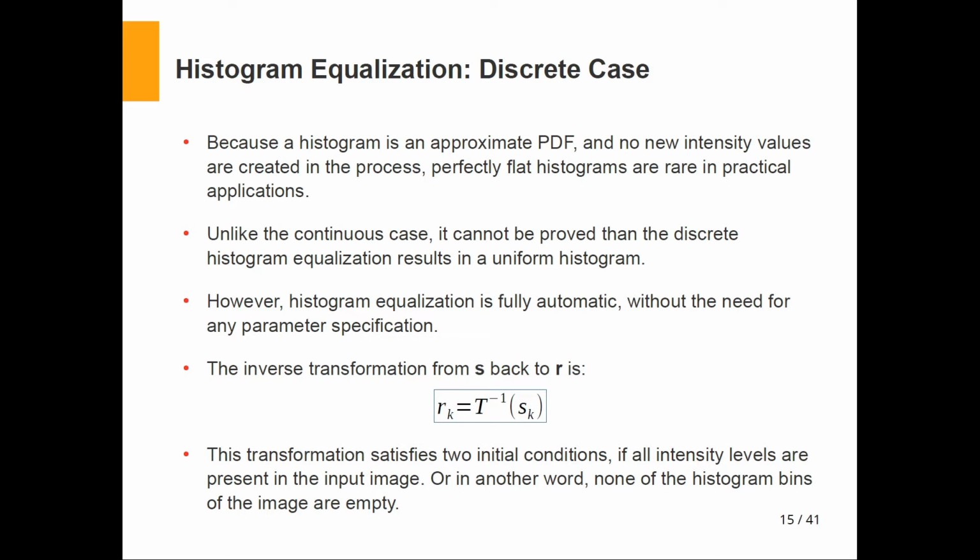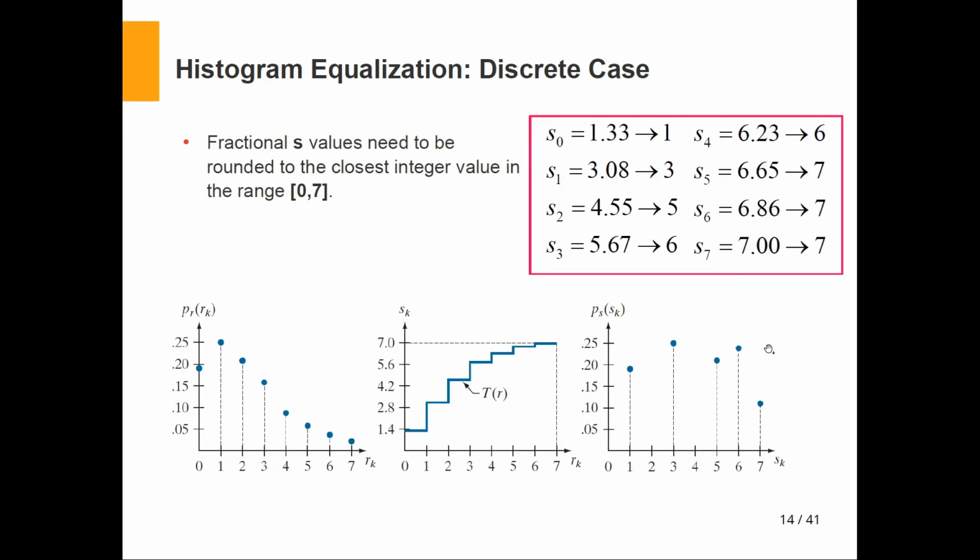So the inverse transformation from S back to R can be defined in this form. Of course, this is not 100% possible in all cases, especially as you can see in the previous slide, since several input intensity values are mapped to one output intensity value, going back from this is not unique and the correspondence is not one-to-one.